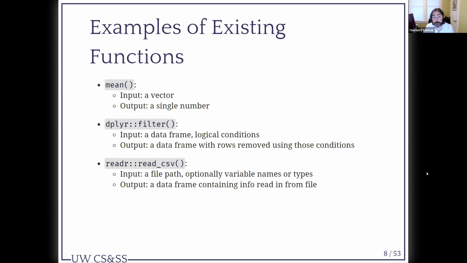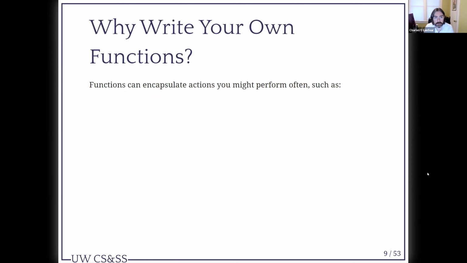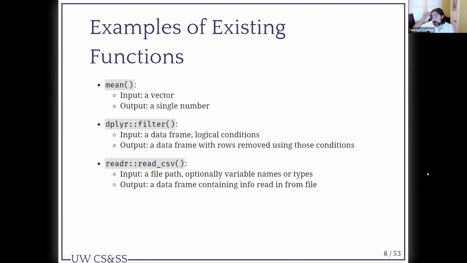Another function we've used is readr's read_csv. This is a function that takes as an input a file path on your computer, and optionally things like variable names or column types. And its output is a data frame that contains data read in from that file on your computer. Okay, so these are all functions you could conceivably write yourself in R, right? Somebody wrote these functions in R. We use them all the time, but they're functions like anything else.